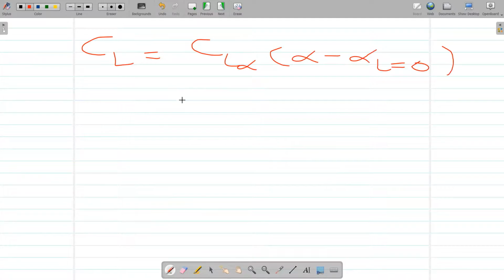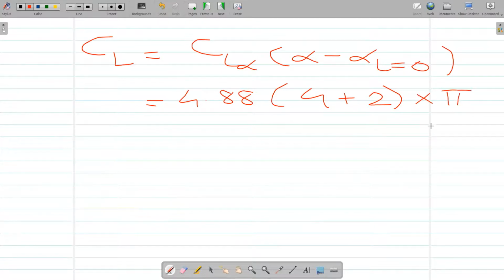Now with that value, let's calculate what is the CL value of the wing. It's nothing but CL alpha times alpha minus alpha L equal to 0. So CL alpha, that is 4.88, into alpha, which is 4 degrees, minus of -2, so +2. And you would need to convert the degrees to radians, so I'm going to multiply it by pi by 180.